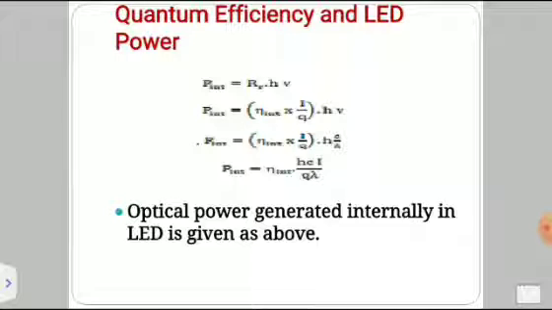And here let me differentiate the internal power generated by the LED and the external power available from the LED. So there is some difference that also we have to calculate. And here the optical power generated internally in the LED is clearly mentioned in the equation.